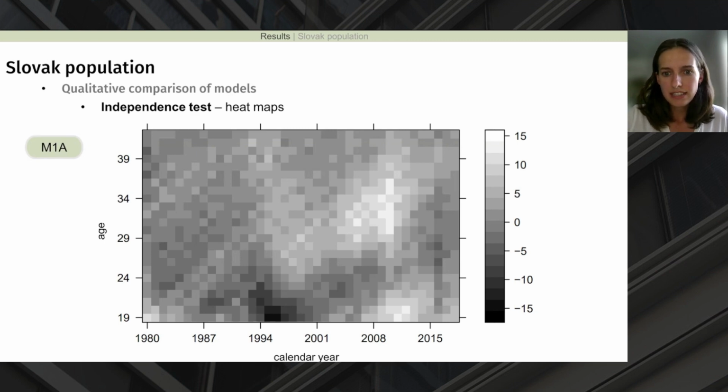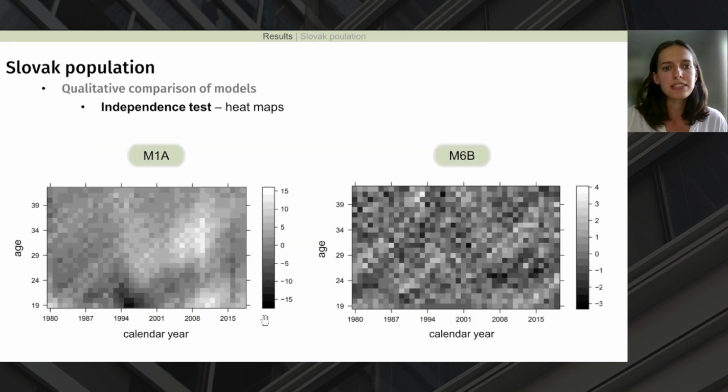In this area, we see high positive errors indicating an increase in fertility rates compared to the period around the turn of the millennium. So for comparison, we can see the heat maps of model M1A and model M6B, the model that emerged as the most suitable for the Slovak population. In the case of the Slovak population, Lee's model has a much higher level of absolute error compared to model M6B.